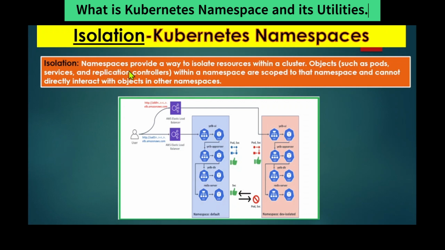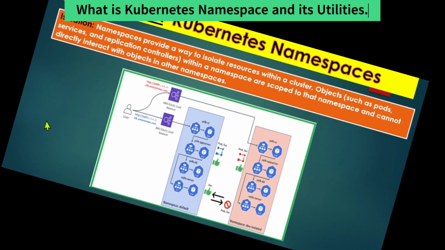Isolation: namespaces provide a way to isolate resources within a cluster. Objects, such as pods, services, and replication controllers, within a namespace are scoped to that namespace and cannot directly interact with objects in other namespaces.